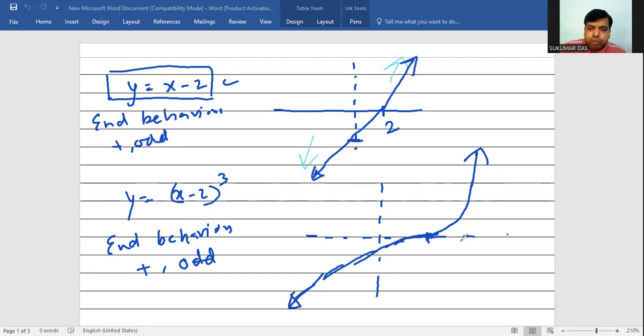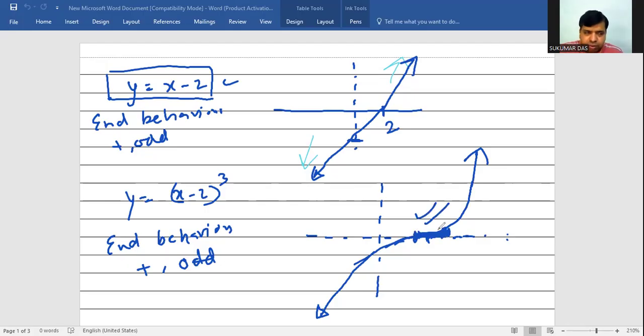See, our graph is approximate because we are not concerned about the scaling. If you look into the actual graph, you may get something like this also. That's okay, fine. Because we are not concerned about the scaling part. We just want to know how the pattern will look. So y is equal to x minus 2 whole cube. Here you see, it is still crossing, but it will be broad. It will become flat.